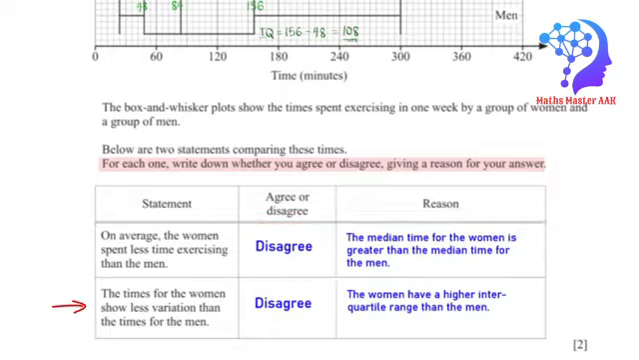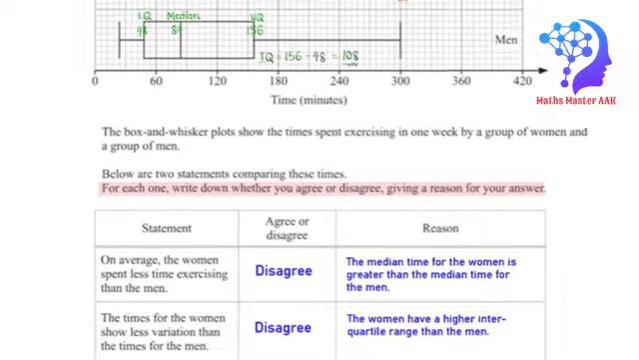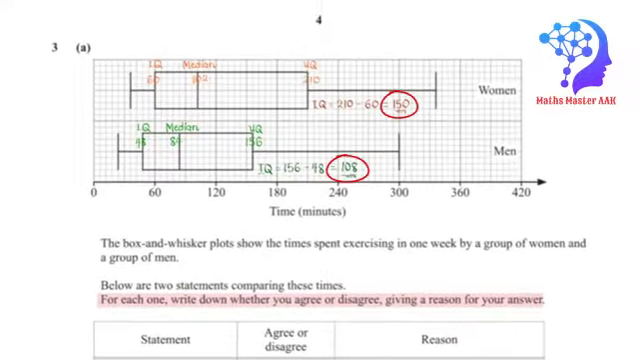For the second statement, we have the times for the women show less variation than the times for the men. I also disagree with this statement because the women have a higher interquartile range than the men.